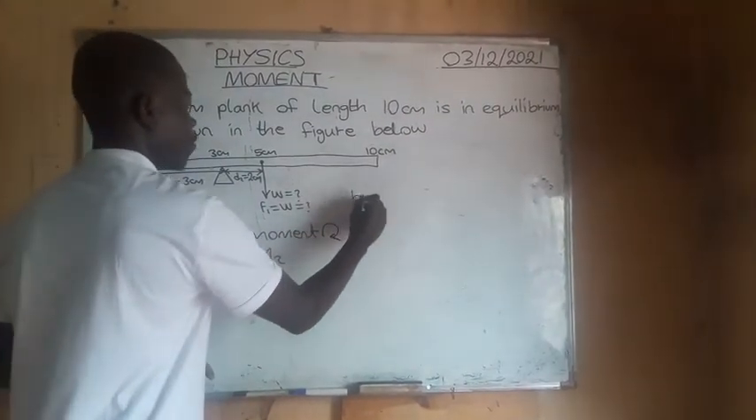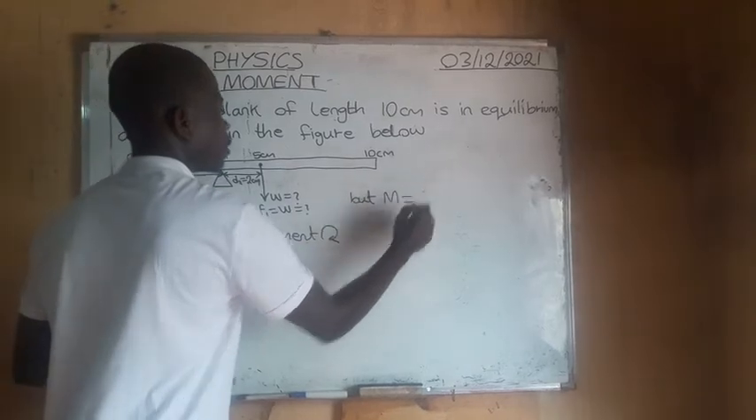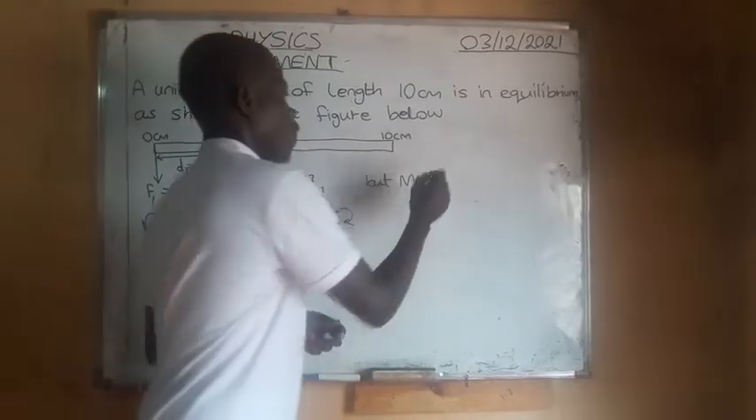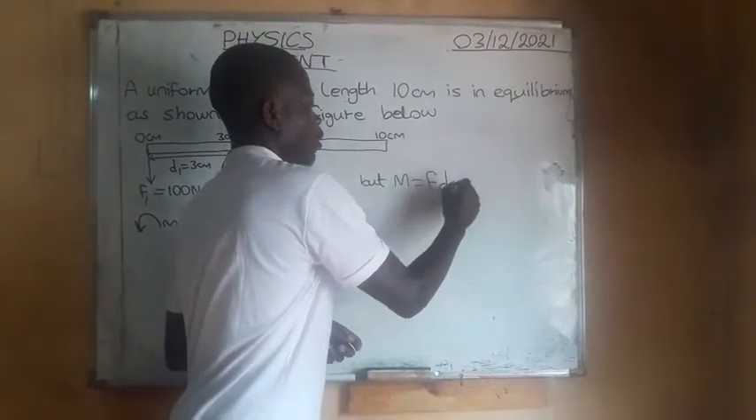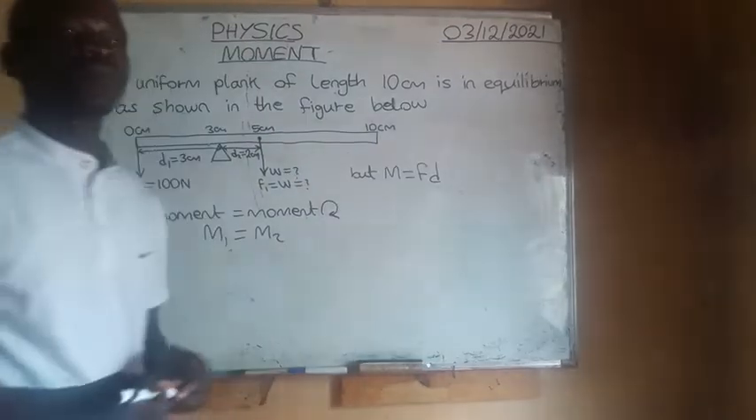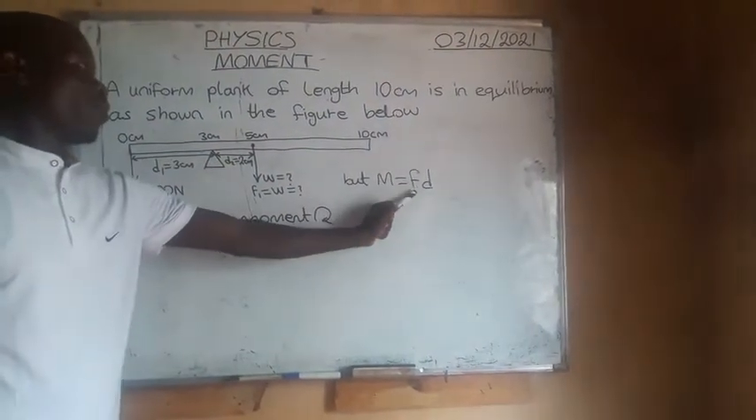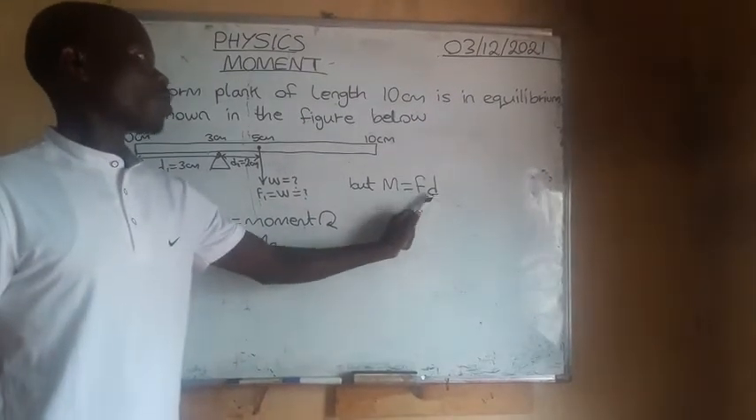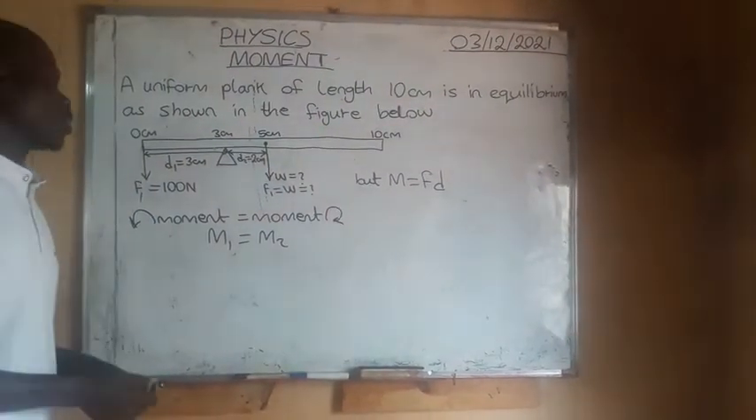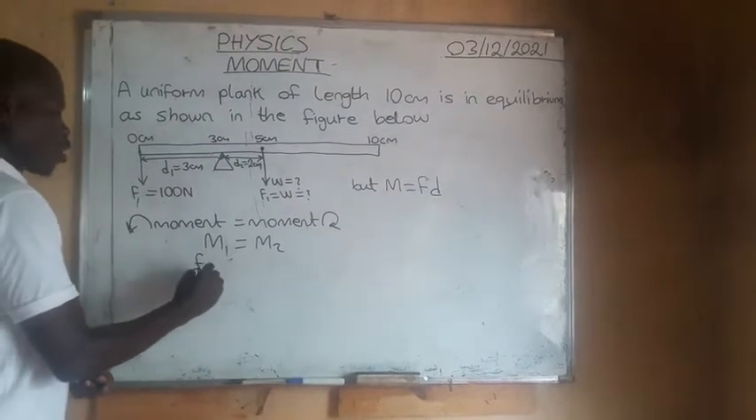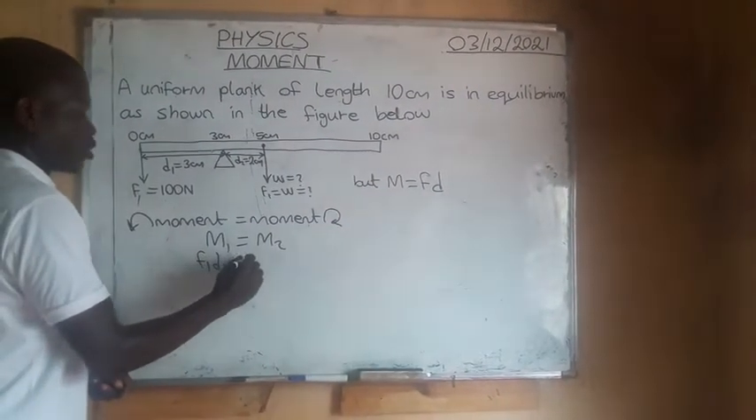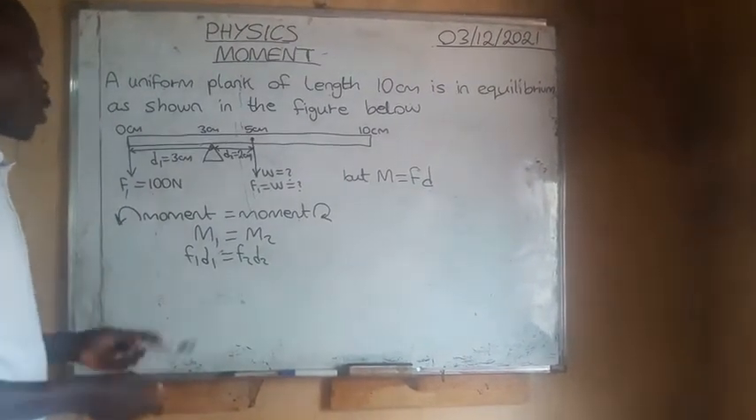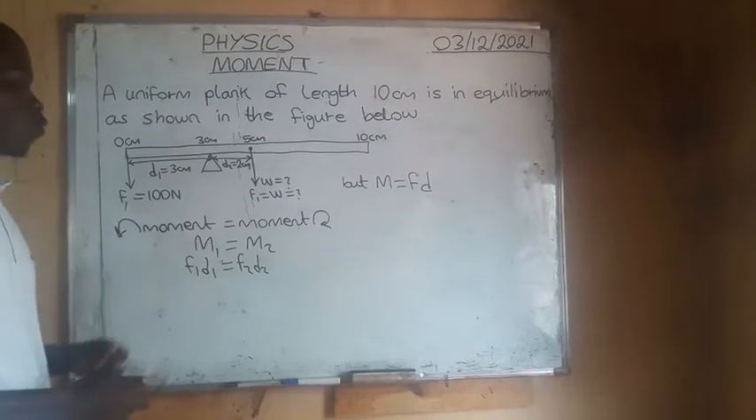But moment is defined as the product of force and its perpendicular distance. So we have to plug in, where there is M, the product of force and its perpendicular distance. So force 1 times G1 is equal to force 2 times G2. At this stage, we have applied the principle of moment.